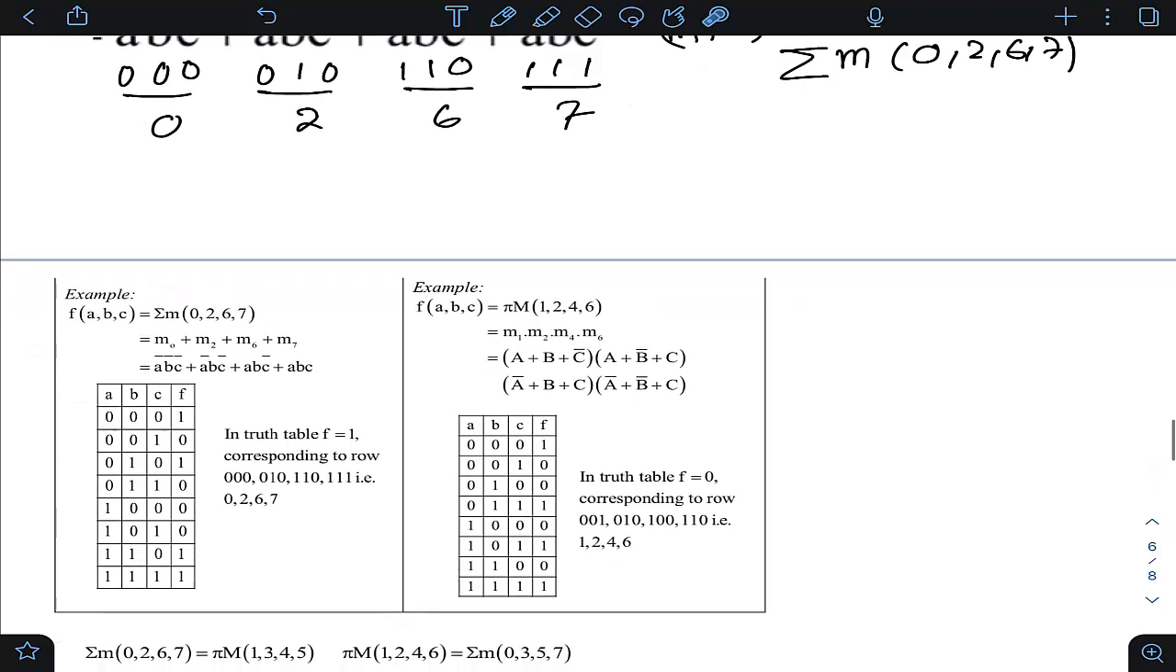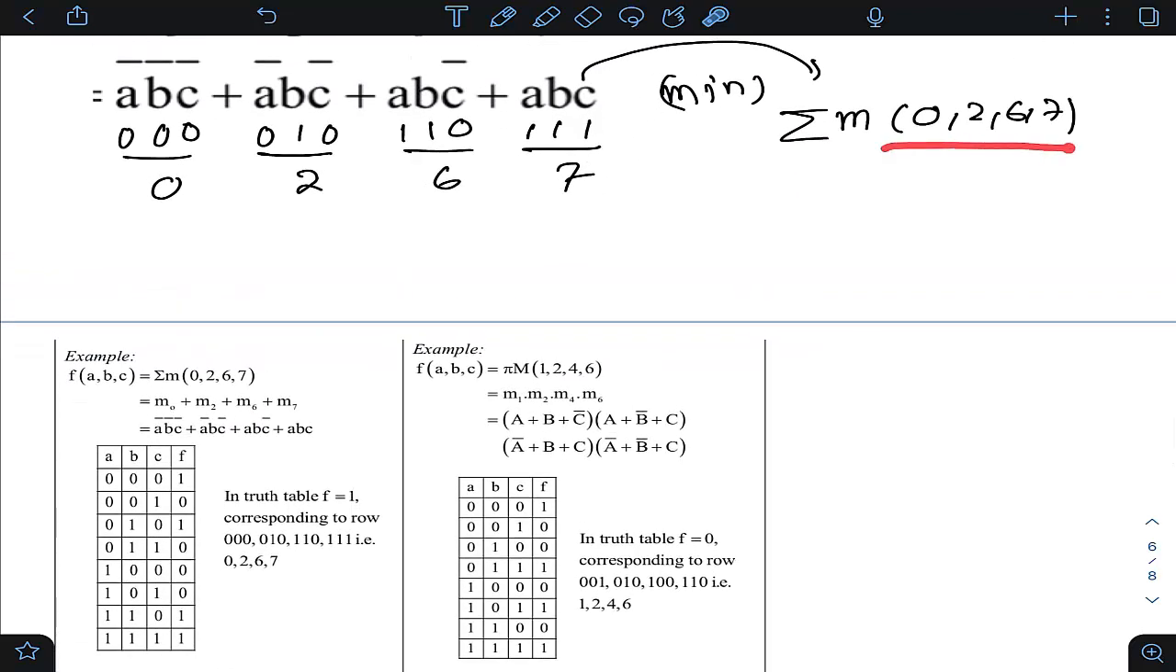But students, is it necessary to come to this conclusion? Do you have to do all these things? It's not necessary. If you use your common sense and observe the truth table, as I just said, in the minterm case you have to concentrate on those rows where the output is 1. You simply find the decimal equivalent of those combinations. Like here, the minterms are this and this. So here it is 2, here it is 6, and here it is 7. So 0, 2, 6, 7. Yes or no? So directly you can write like this.